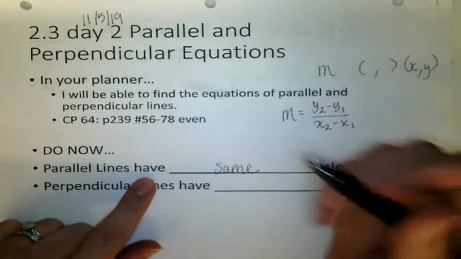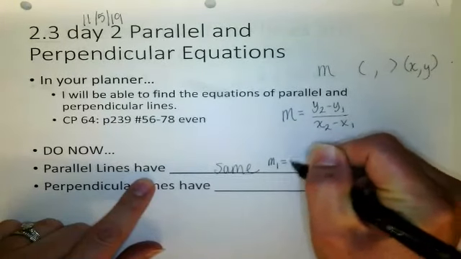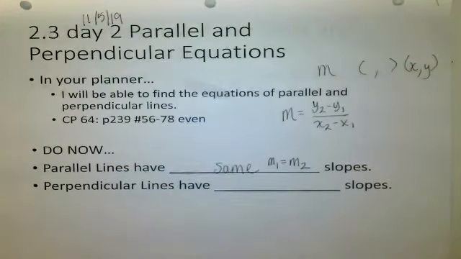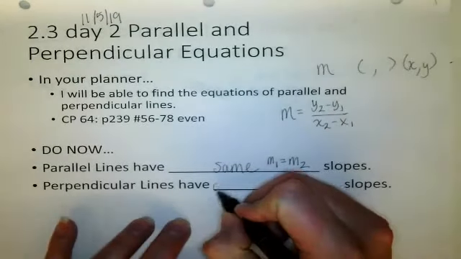A lot of times if we were to use mathematical notation, we would say M1 is equal to M2, where M sub 1 represents the slope of the first line, and M sub 2 represents the slope of the second line. So if you're into equations and notation, then that's the way to go. What do you know about perpendicular lines? Close. Opposite reciprocal slopes, yes.